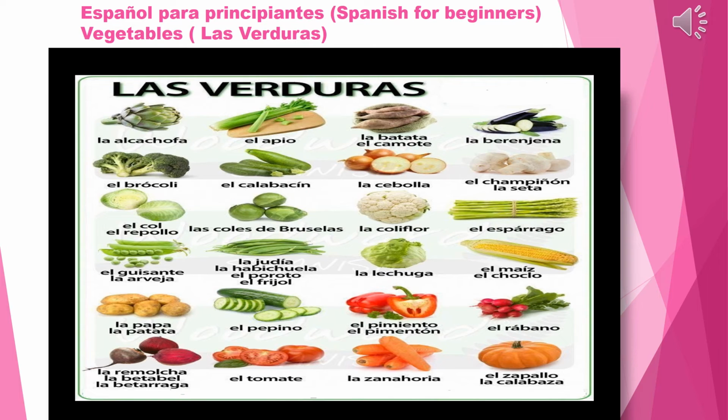As you've seen, if you're in Africa, you are going to be kind of surprised, because you are going to wonder, hey, what kind of vegetables are these? So el zapallo, la calabaza is that.